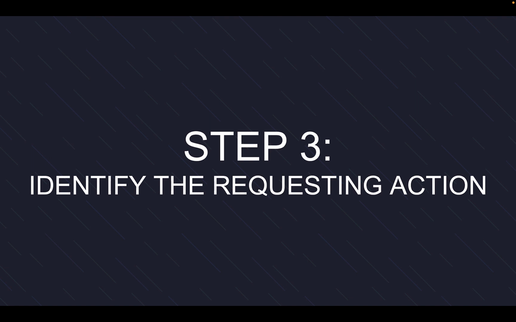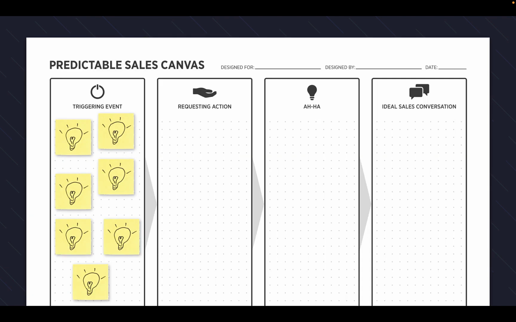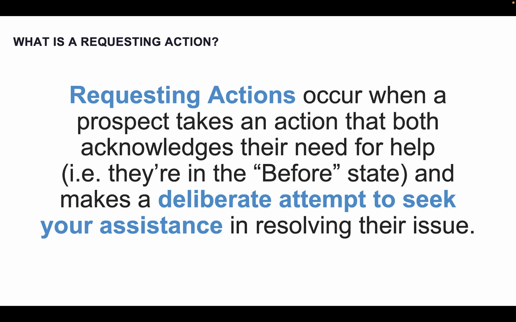So step 3, identify the requesting action. This is the second section here on the Predictable Sales Canvas worksheet. So what is a requesting action? Requesting actions occur when a prospect takes an action that both acknowledges their need for help, the before state, and makes a deliberate attempt to seek your assistance in resolving their issue.